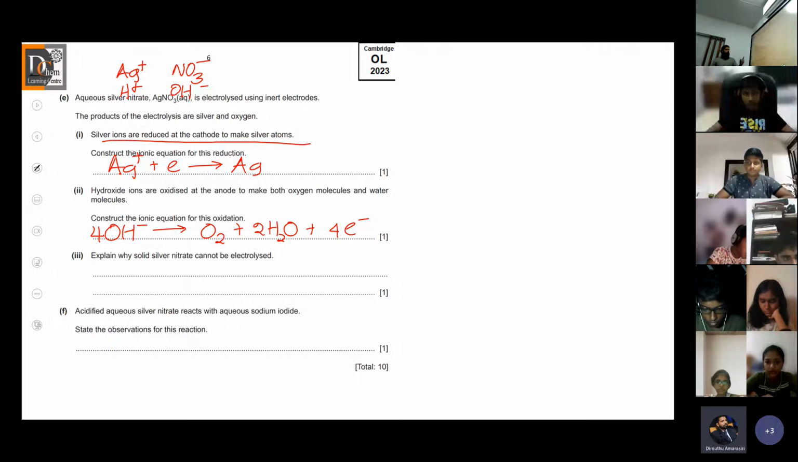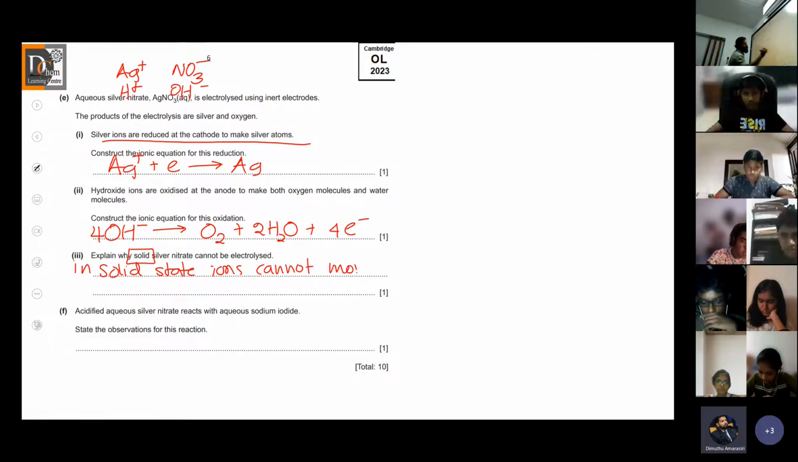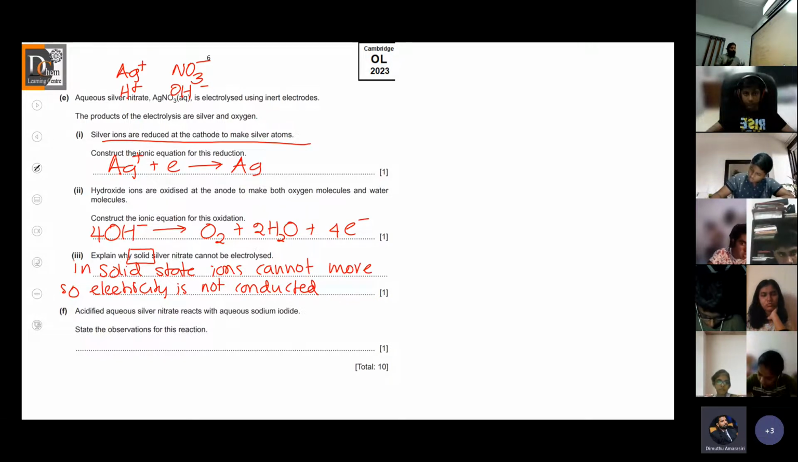Explain why solid silver nitrate cannot be electrolyzed. Because it's a solid. In the solid state, ions cannot move, so electricity is not conducted. I don't know whether they accept only one part, but I feel like you have to say electricity is not conducted, so then it can't undergo electrolysis.